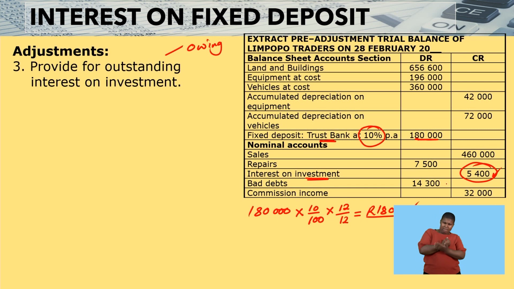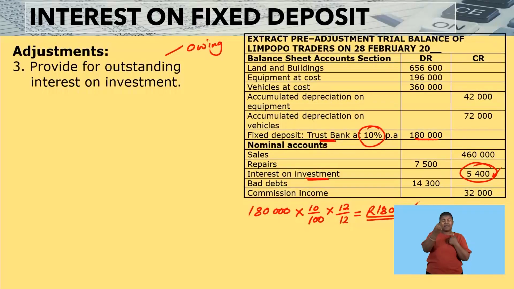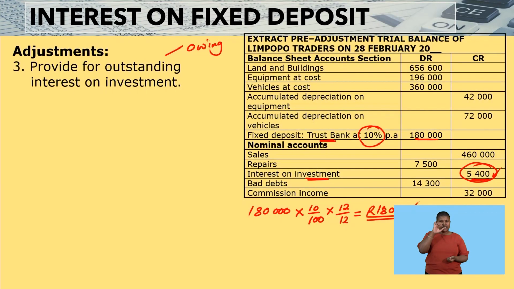So if I am supposed to get 18,000, yet I have only got 5,400, that therefore means there is some interest that is still outstanding that we have not yet received. Let me say it again, okay? Are you listening? We are supposed to receive interest of 18,000. That is what we are supposed to receive. However, we have only received 5,400. Therefore, there is an amount that is still outstanding.